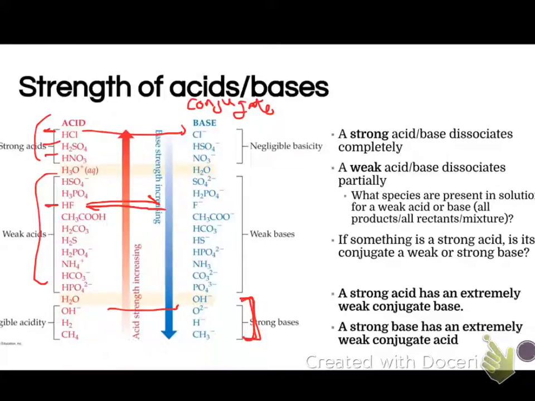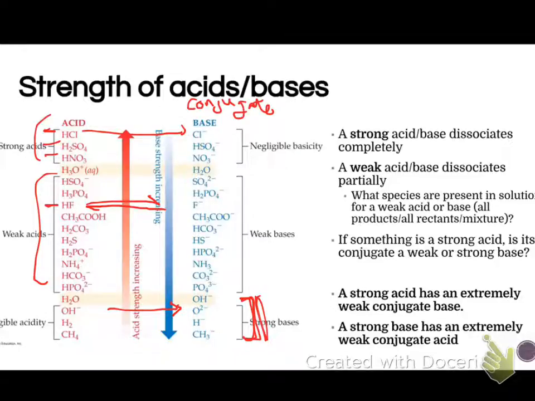So the difference between a strong acid and a weak acid is that a strong acid will ionize completely, where a weak acid does not ionize completely. The same thing is true for a base. So a strong base, down here on the bottom right, is one that ionizes completely. So in other words, it goes from, say, OH minus all the way to O2 minus. So that's a strong base.